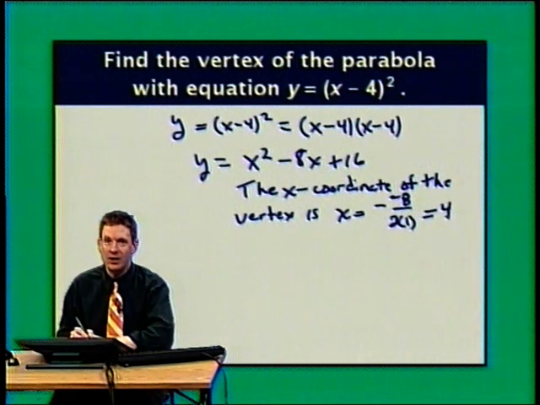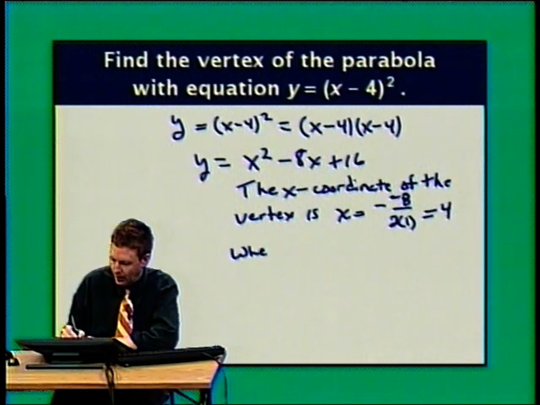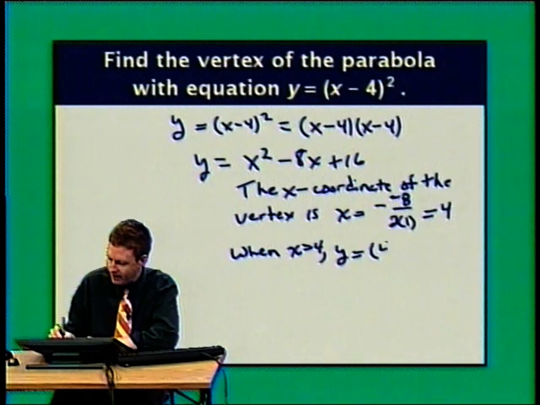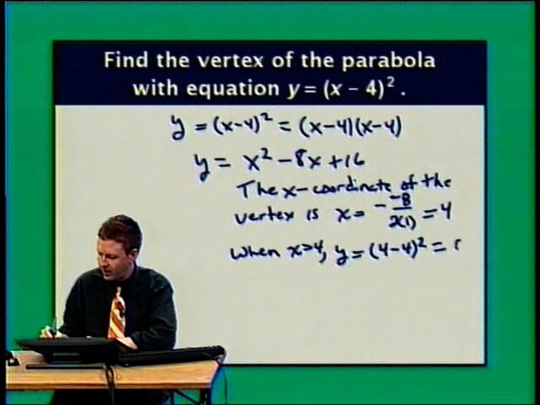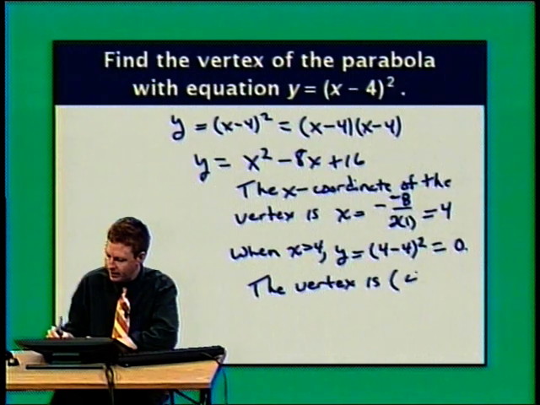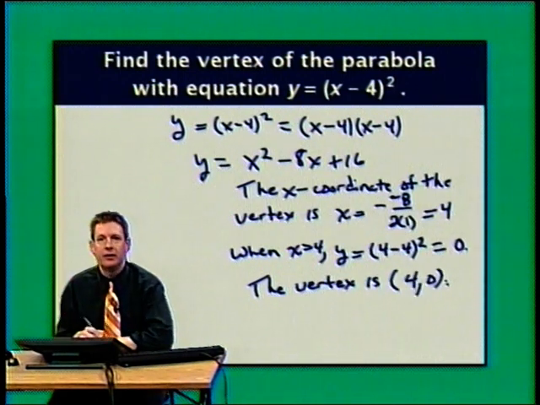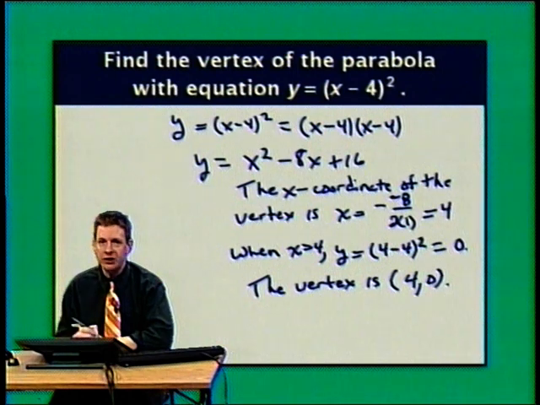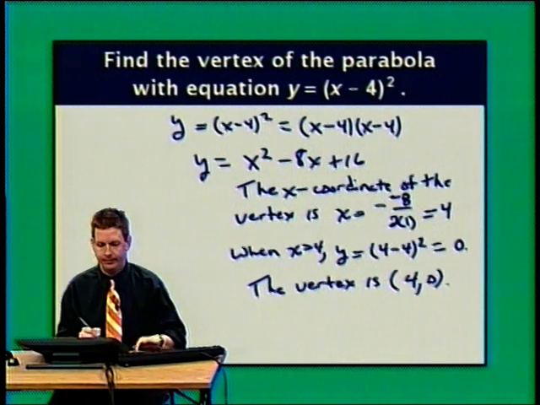I need the y-coordinate too, though. When x is 4, y is 4 minus 4 quantity squared. The square of 0 is just 0. So this time, the vertex is the point (4, 0). Do you see 4 in the equation? Well, sure you do. 4 is what's being subtracted from x before that expression is squared.